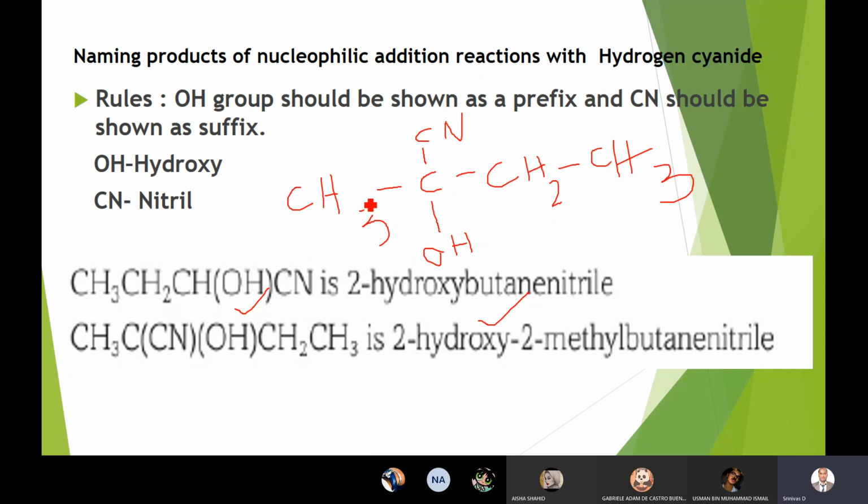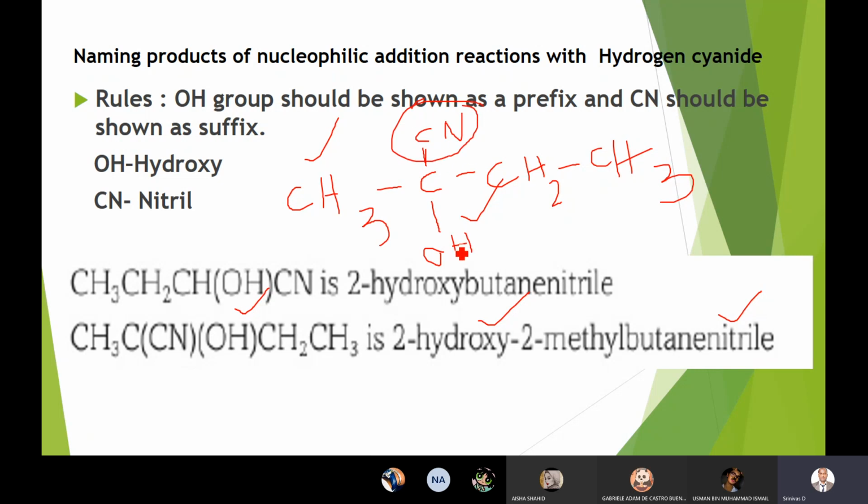So this methyl group will become another substituent, not the cyanide. All the time when you have a cyanide group, the name ends with nitrile. So you're not giving any numbering to the cyanide. Carbon 1, 2. On the second carbon, there is a methyl group, there is a hydroxy, I mean alcohol group, and there is CN. But the name of the compound ends with CN only, so we are not giving any number for this.